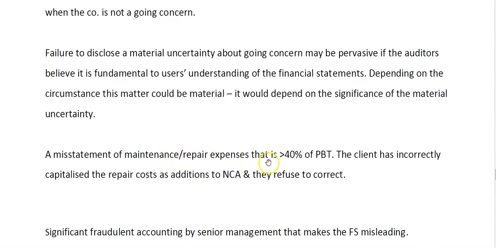Once again, misstatement of maintenance repairs. So the client incorrectly capitalized repair costs as additions to non-current assets. So the auditor uncovers a problem and asks the company to correct the mistake, and they refuse, which is quite rare, and for a public limited company would be very rare. If the misstatement was 20-30% of PBT, then you're talking a material matter. Even if it was 5% of PBT, you're talking a material matter.